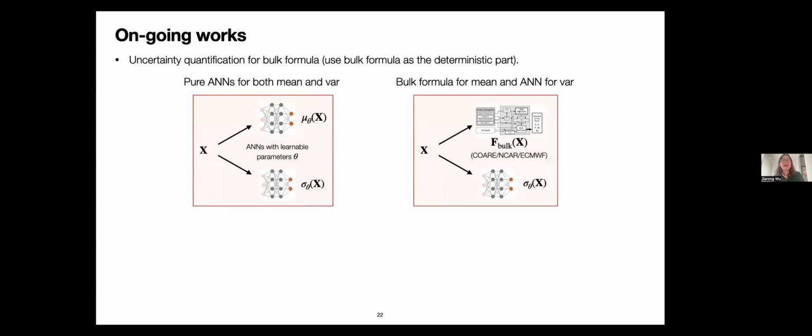The other thing is I've shown this with both the mean and the variance part captured by a neural network. In fact, we could also use an existing bulk formula as the deterministic part. So we will basically be learning the variance in the residual. This is a good way to get a stochastic model if you don't want to change your deterministic part, which is one of these bulk formulas.